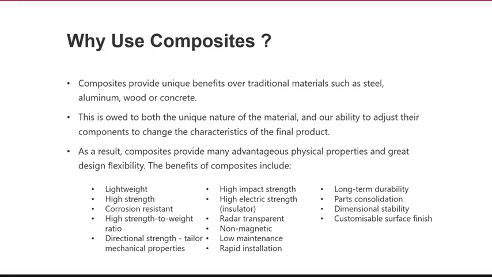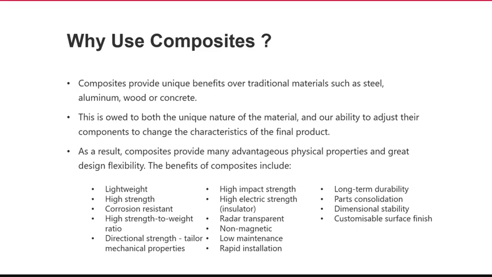So why should we use composites? Well, composites provide unique benefits over traditional materials such as steels, aluminiums, wood and concrete. And this is down to the unique nature of the material and its ability to be adjusted to change the characteristics of the material in relation to the final product and how that final product will be used. So as a result of this, composites offer many advantages in terms of their physical properties, and this helps us in terms of our design flexibility too.